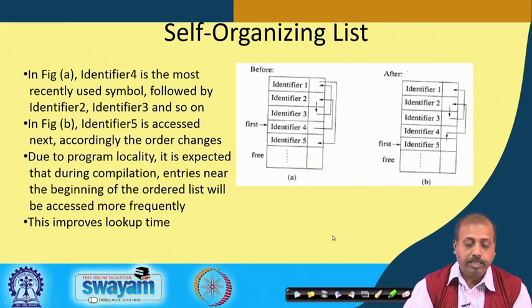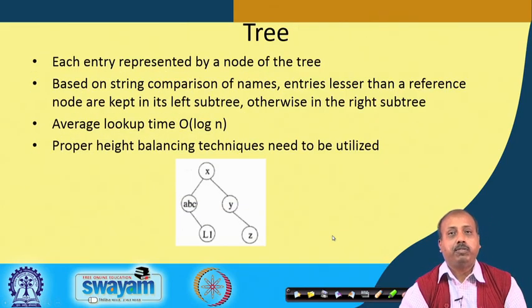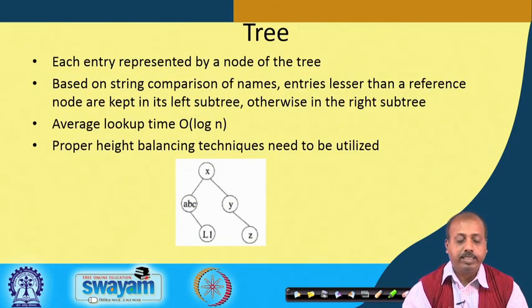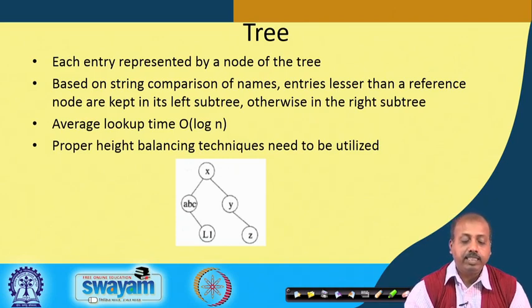Okay. Next we will look into another type of organization, which is known as tree organization. Each entry is represented by a node of the tree. Here the entries are the same: the name of the symbol, its type, its offset, etc. But instead of putting them in a linear table, we put them in the form of a tree, and based on string comparison of names, entries lesser than a reference node are kept in the left subtree, otherwise in the right subtree.